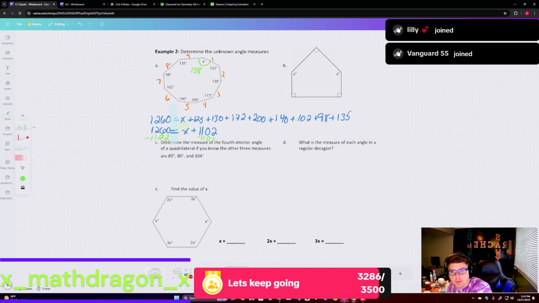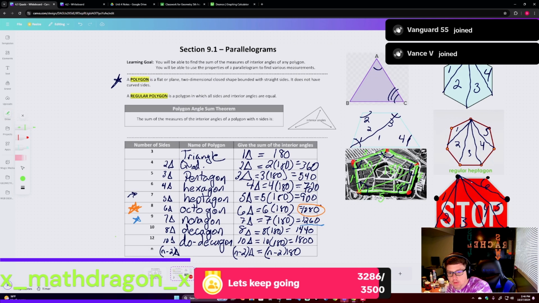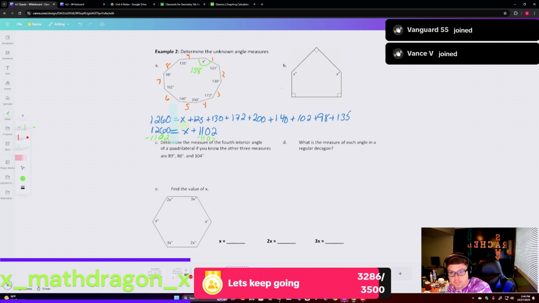Oh, I just need to go back here. So when I add all these together, it better be 1260. So if I say that this angle measure is 158 and I add all the rest of these up, it better equal 1260, which it should if we did our math correct.